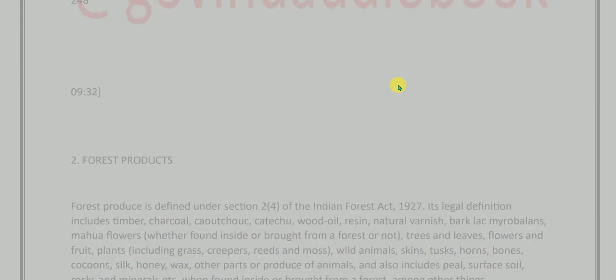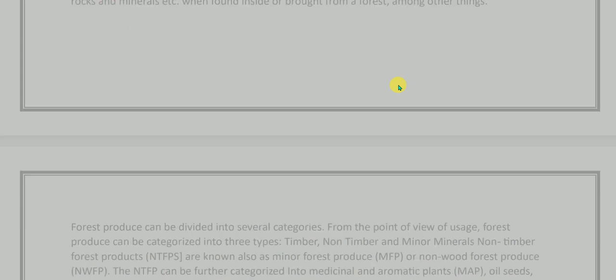Forest products. Forest produce is defined under Section 2(4) of the Indian Forest Act, 1927. Its legal definition includes timber, charcoal, caoutchouc, catechu, wood oil, resin, natural varnish, bark, lac, mahua flowers, whether found inside or brought from a forest or not, trees and leaves, flowers and fruit, plants, including grass, creepers, reeds and moss, wild animals, skins, tusks, horns, bones, cocoons, silk, honey, wax, other parts or produce of animals, and also includes peat, surface soil, rocks and minerals etc. when found inside or brought from a forest, among other things.